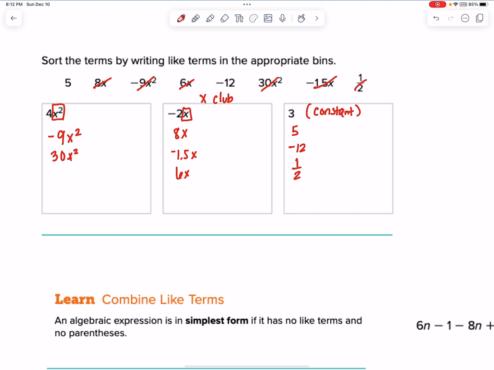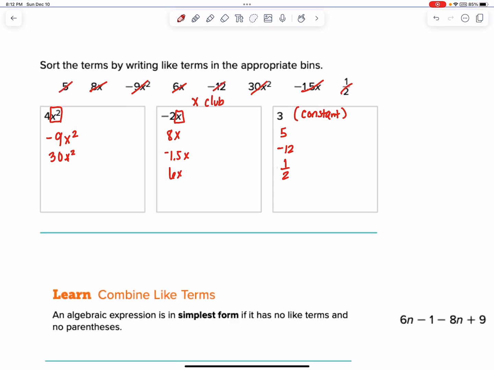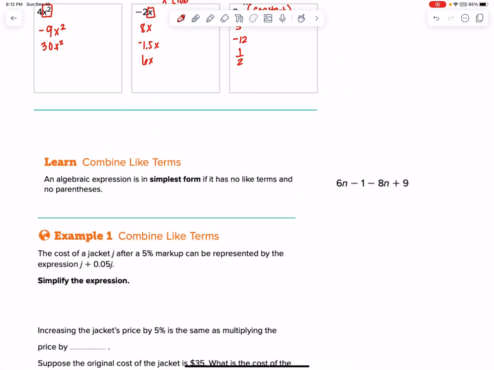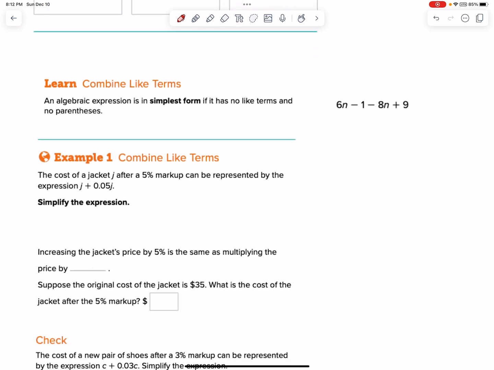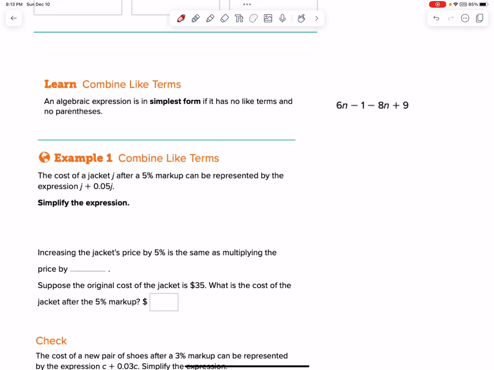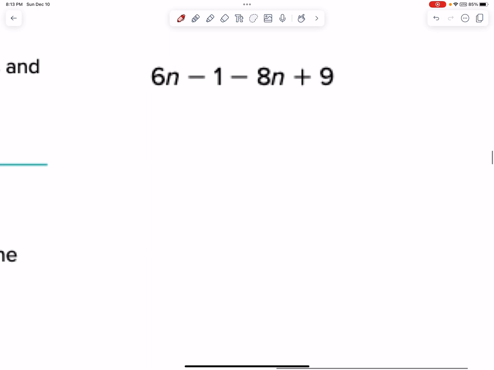Okay, with no variables attached. And there we go. Okay. All right, so now we're getting into the first learning, which is combining like terms. Teachers will teach you different ways. Some teach this castle method, which is where you look at this. You basically separate all the terms out like this.